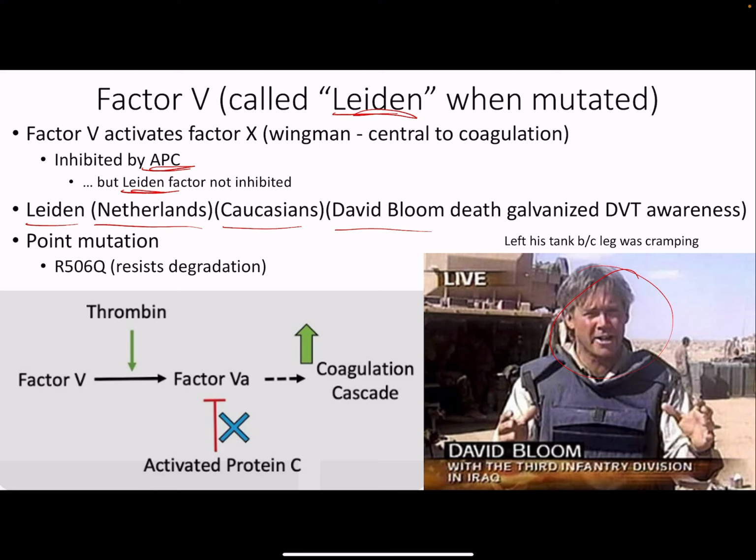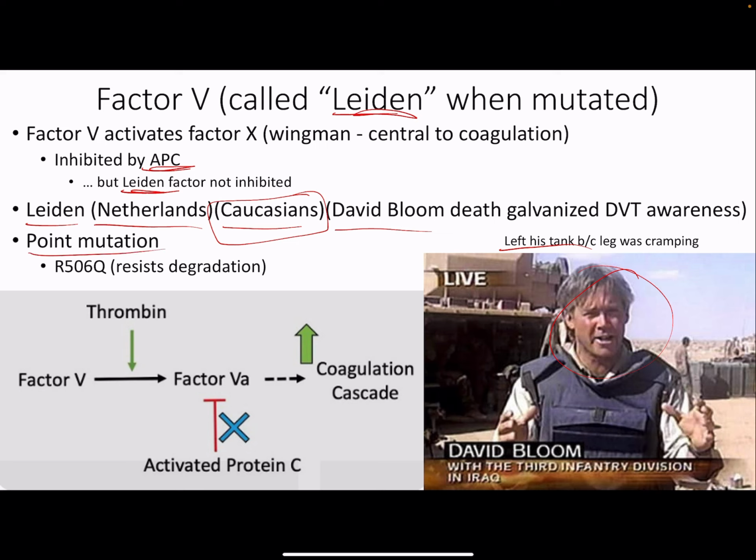And so I think he left the tank at some point because his leg was cramping up, it hurt so bad he needed to walk around. But then of course he exposed himself to gunfire. That's how bad it hurt in his leg. And then he went back in, and then like a day later, well, the cramp in his leg was the deep vein thrombosis, and it went to his lungs, and he had a pulmonary embolism, and he died. But he's white, and the Netherlands are white, and so that's how I remember that the Leiden mutation is more likely to be found in Caucasians.